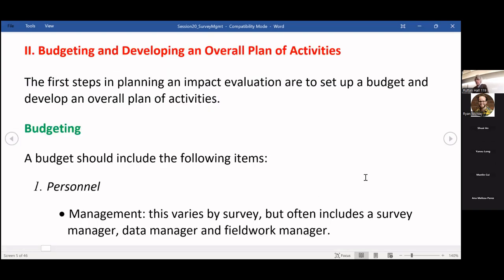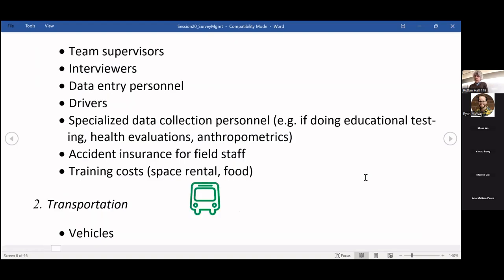Budgeting, very kind of boring, but very important to do. Budgets have to pay for the personnel, like the interviewers and the supervisors and some managers that you may hire. Then there may be separate data entry personnel from the interviewers. You may have to hire drivers to take these people around, rent cars, or even buy vehicles. You may have to do insurance and training costs. Usually the training could be like 2 to 3 weeks. You need to rent a place to do the training and get food for the people for the training.